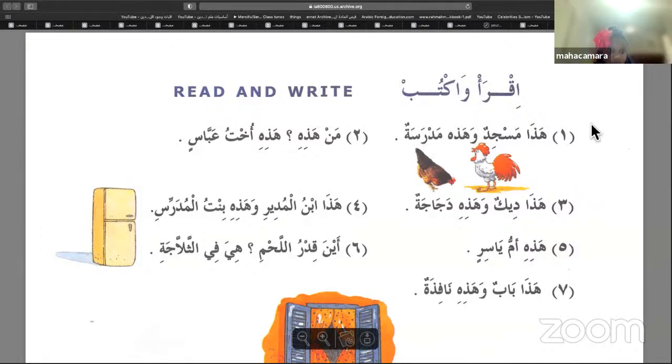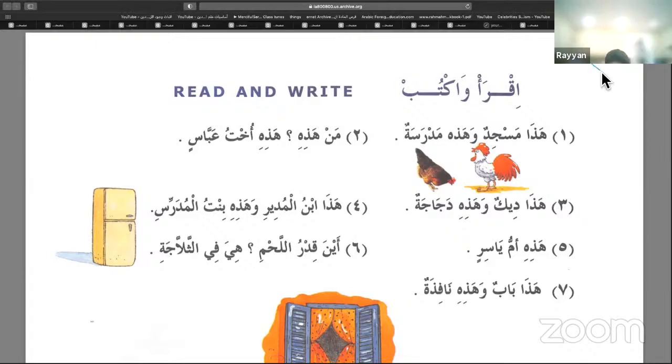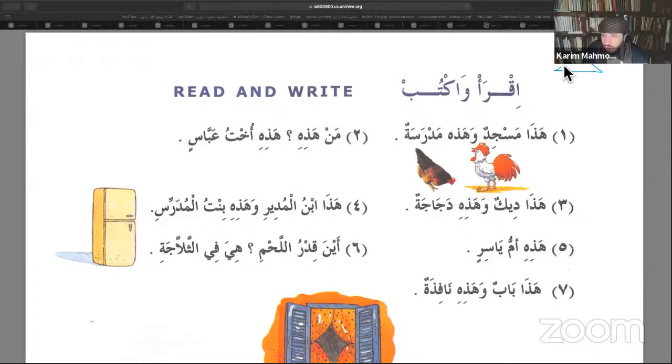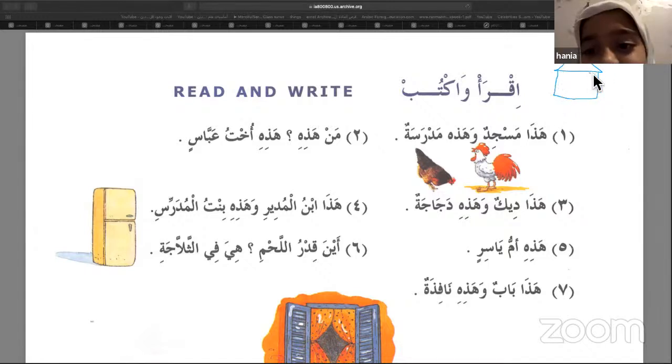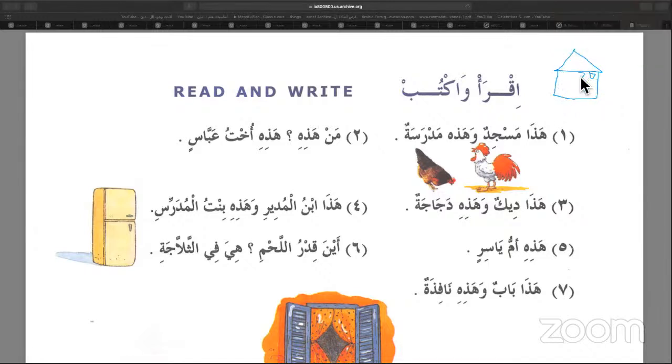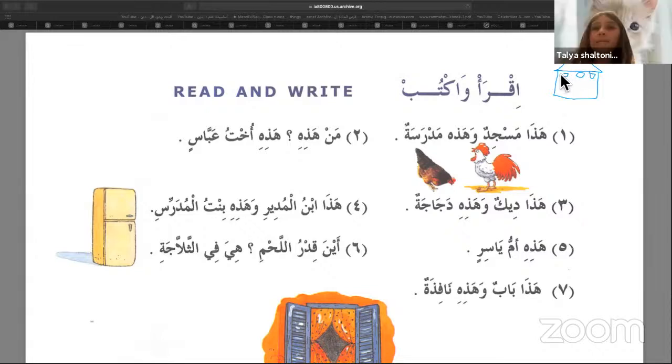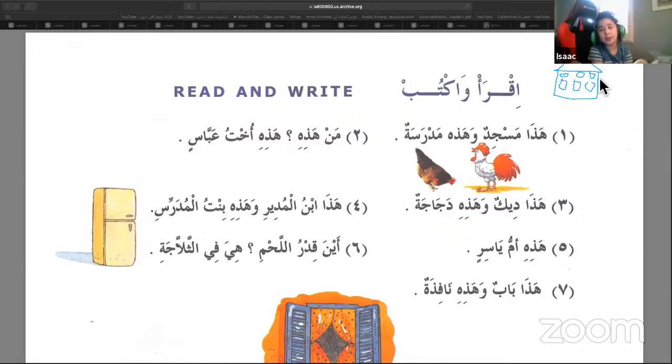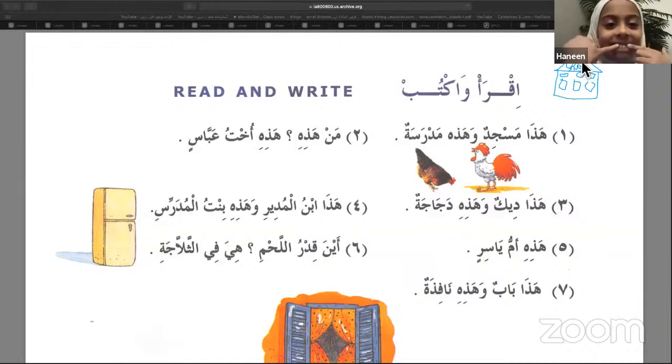Anybody knows what a madrasatun is? Don't make me draw it, please. It's a school. Madrasatun. What is it? Okay, look at this school. It's gonna say school here. School, see? School. Right here. It looks like a house.